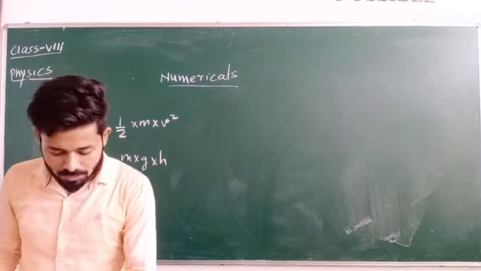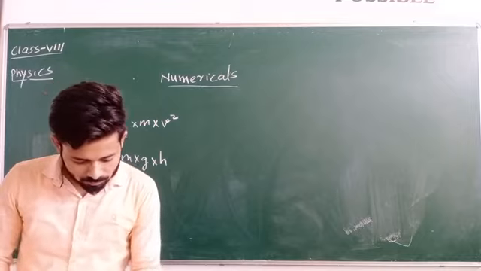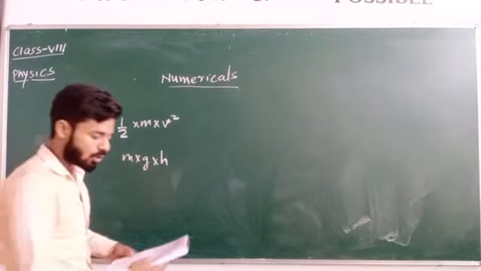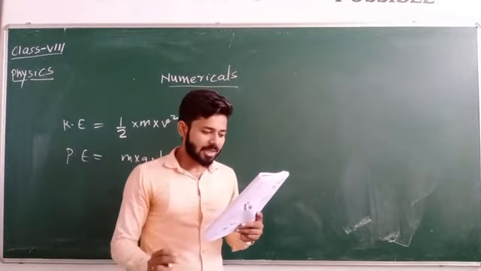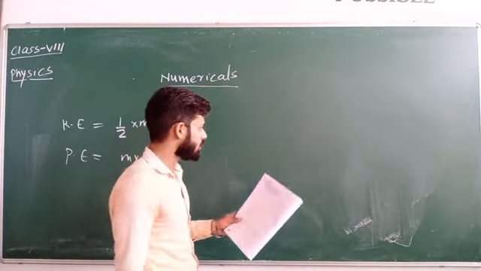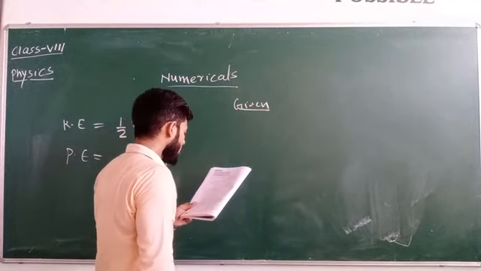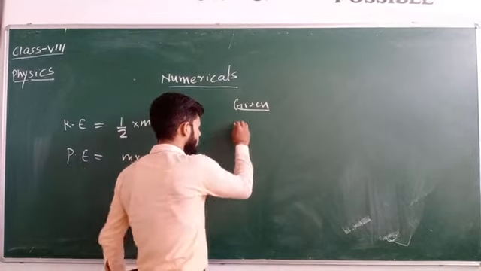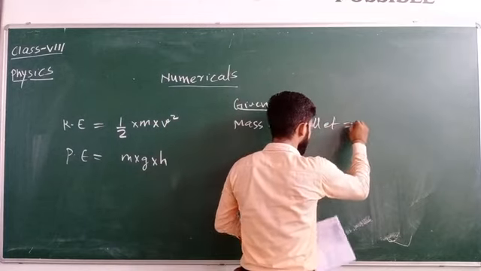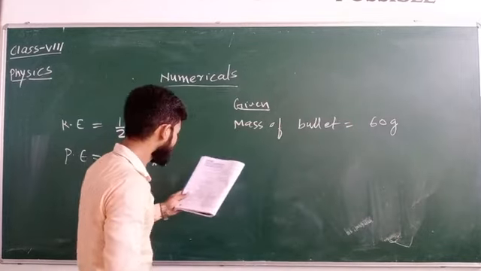The first question is given on page number 64. The question is, calculate the kinetic energy of a bullet of mass 60 gram moving with a velocity of 100 meter per second. Now listen, what is given? Given part: mass of bullet is 60 gram.